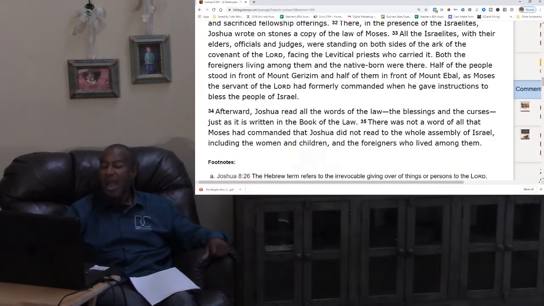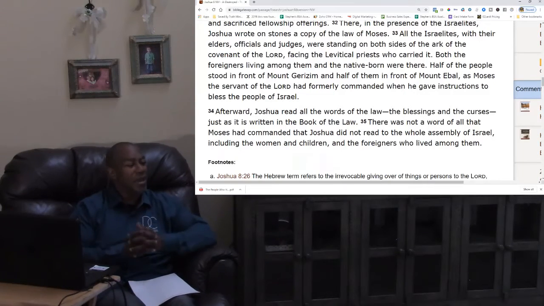Afterward, Joshua read all the words of the law, the blessings and the curses, just as written in the book of the law. There was not a word of all that Moses had commanded that Joshua did not read to the whole assembly of Israel, including the women and children and the foreigners who lived among them.